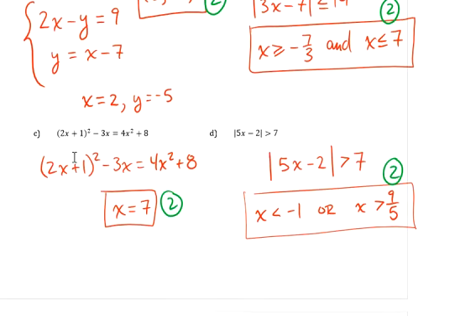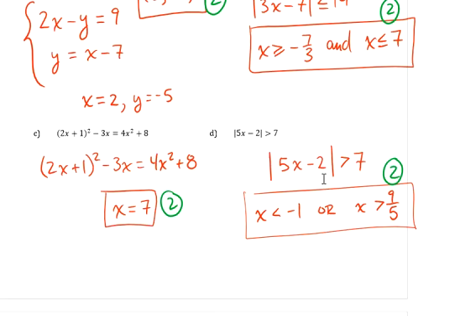For C, I needed to know how to square this binomial, so you can refer to the previous problem, but literally I multiplied 2x plus 1 times itself, and then plugged that in there and simplified it, and I ended up getting x is 7, and it works perfectly when you plug it in.